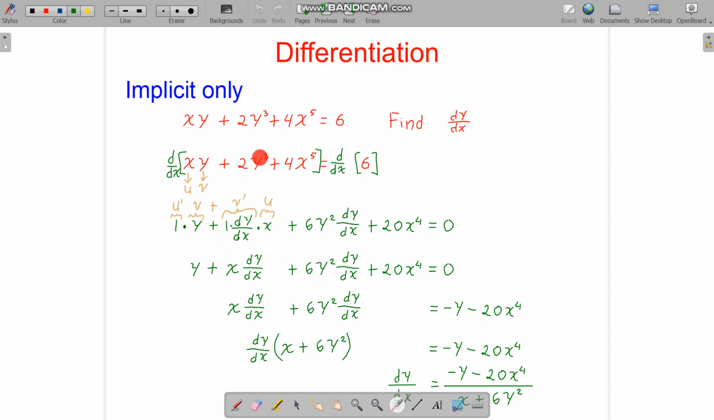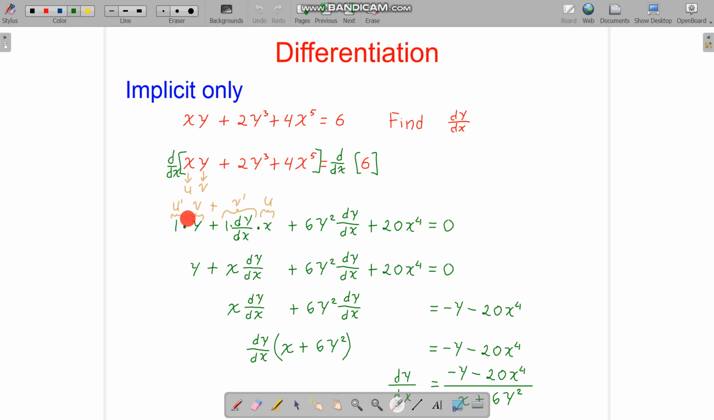From the 2y cubed, this is 6y squared times dy/dx, because this is in y, and we differentiate with respect to x. For the 4x to the power 5, we differentiate as usual. So 5 times 4, 20, x to the power 4, that's it. Of course, we do not write dx because that's just 1. On the right, d/dx of a constant is simply 0.